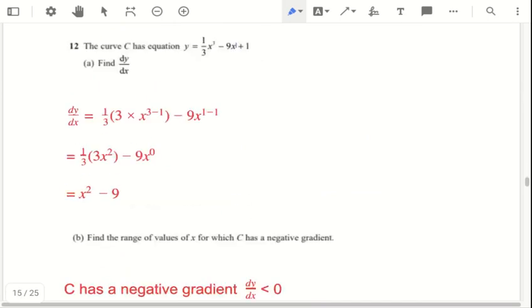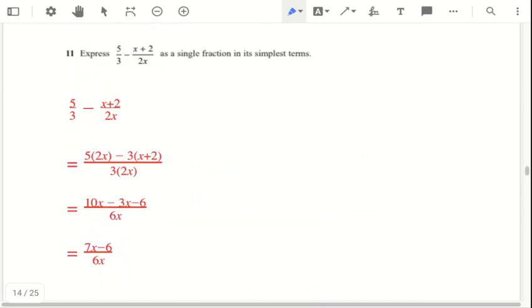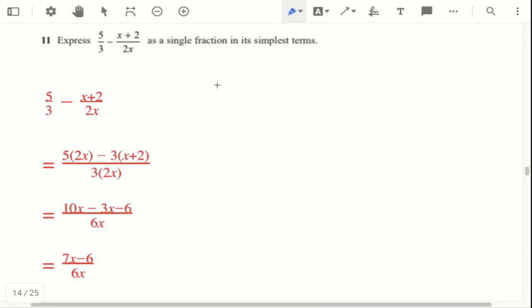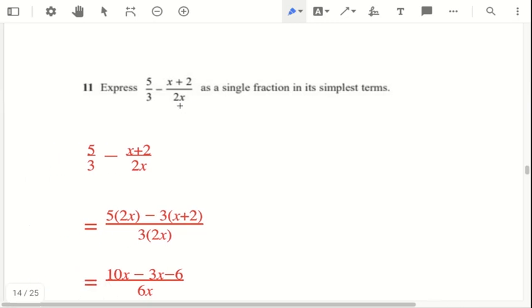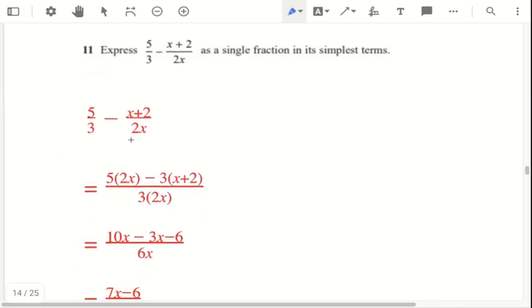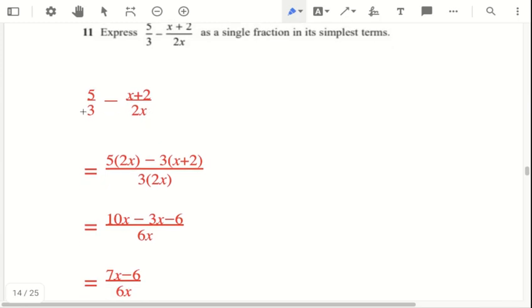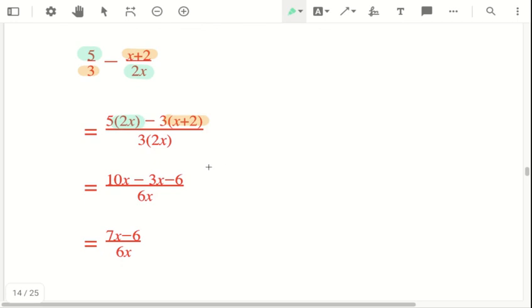Okay, question 11 is a very simple question. Basically, we need to express this as a single fraction in the simplest terms. So what we have to do is make this the same denominator. To do that, I need to multiply 5 by 2x, and then I need to multiply 3 by x plus 2. So x plus 2 here, and then 2x. Okay, and then we expand.